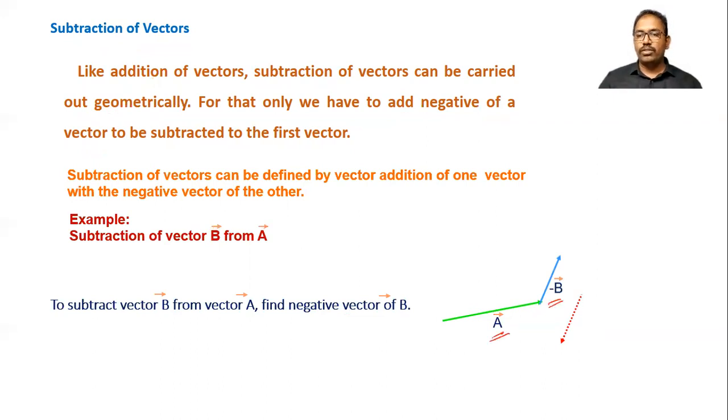Then we can use the rules of addition. So we can use the triangle law here. This is the first vector, this is the second vector. So the resultant is this. So R bar is equal to A bar minus B bar. And this is the answer. So you can see.